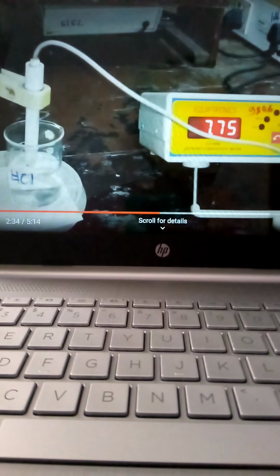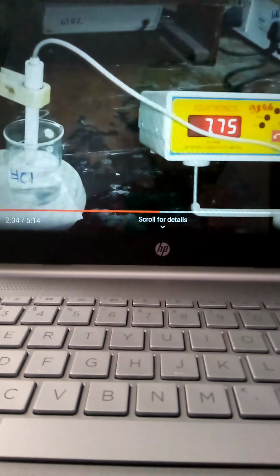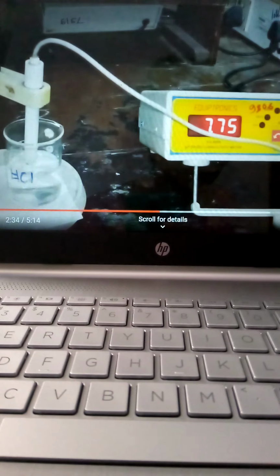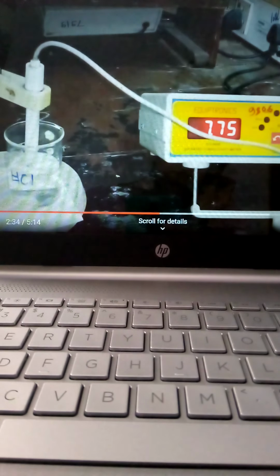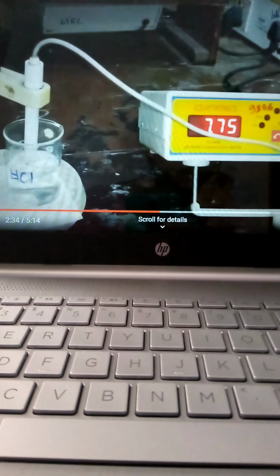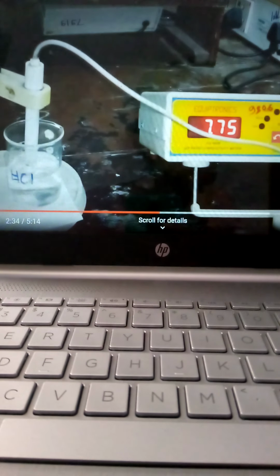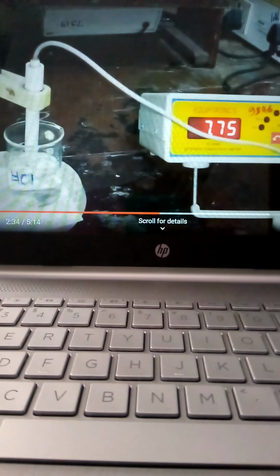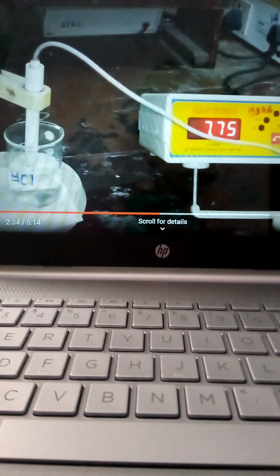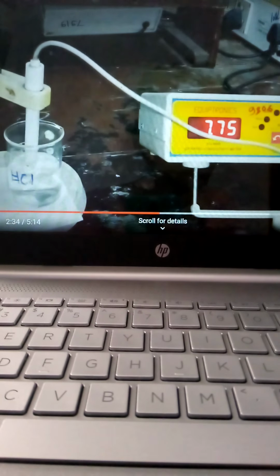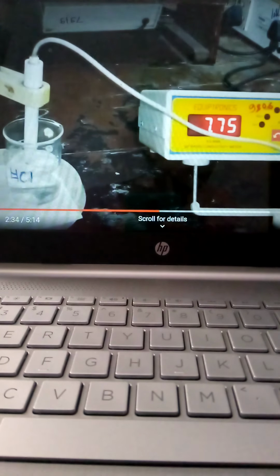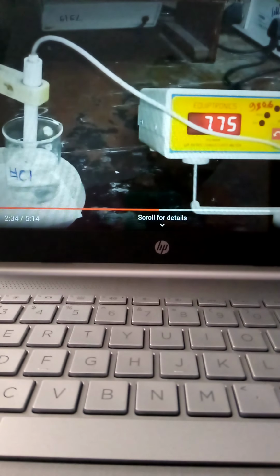After obtaining the graph, you have to calculate the readings. That means you have to find the normality of hydrochloric acid. How do you find the normality of hydrochloric acid? Let us consider one formula. The normality of HCl is calculated by the formula N_HCl is equal to N into TV1 divided by the volume of the mixture. This gives the normality of HCl.